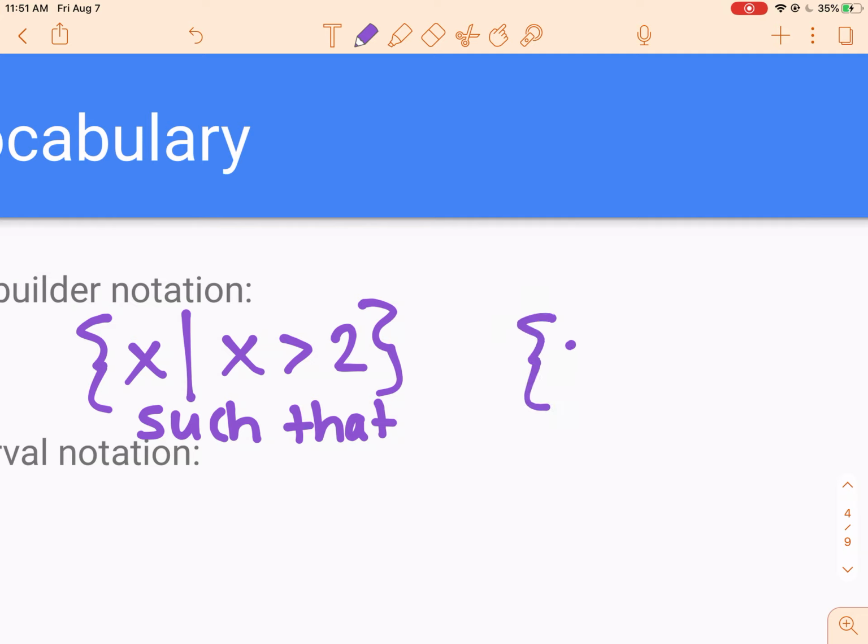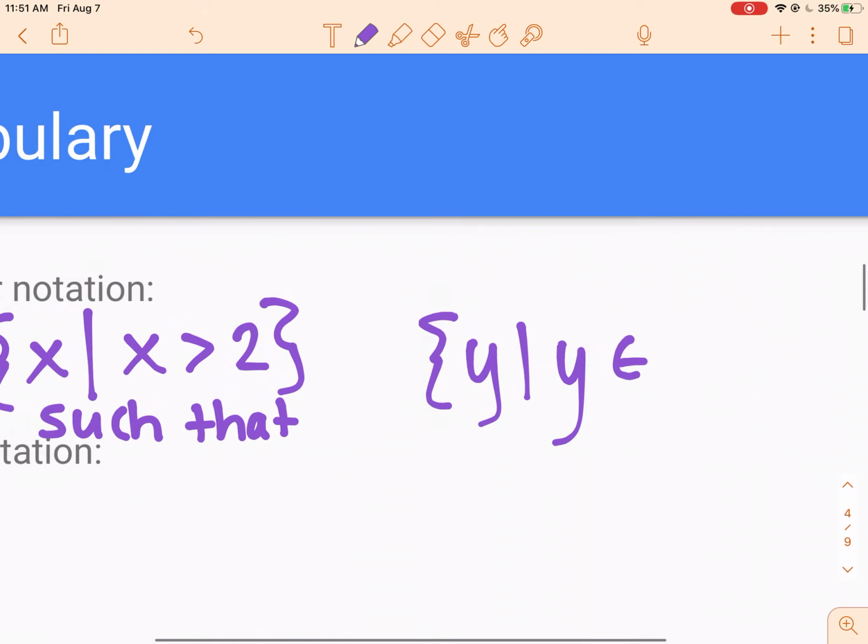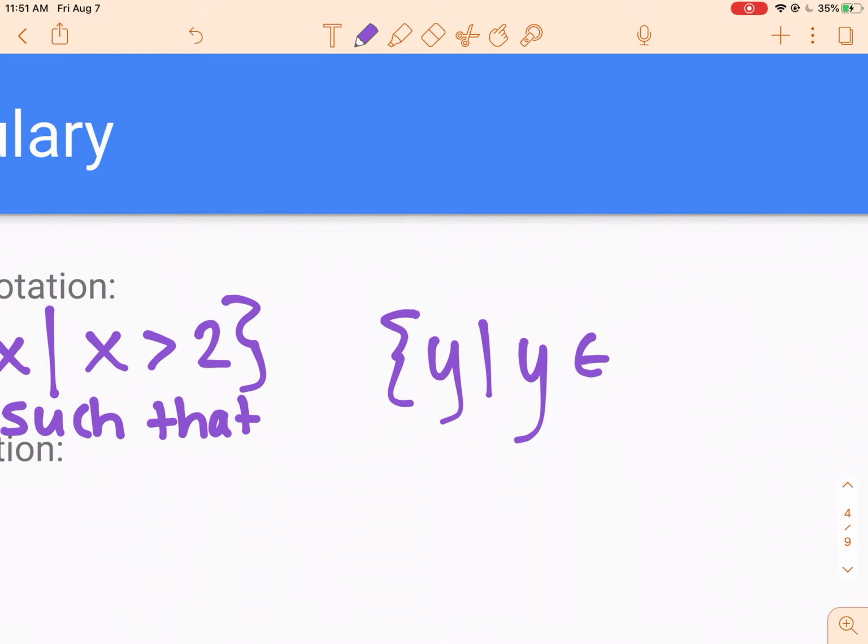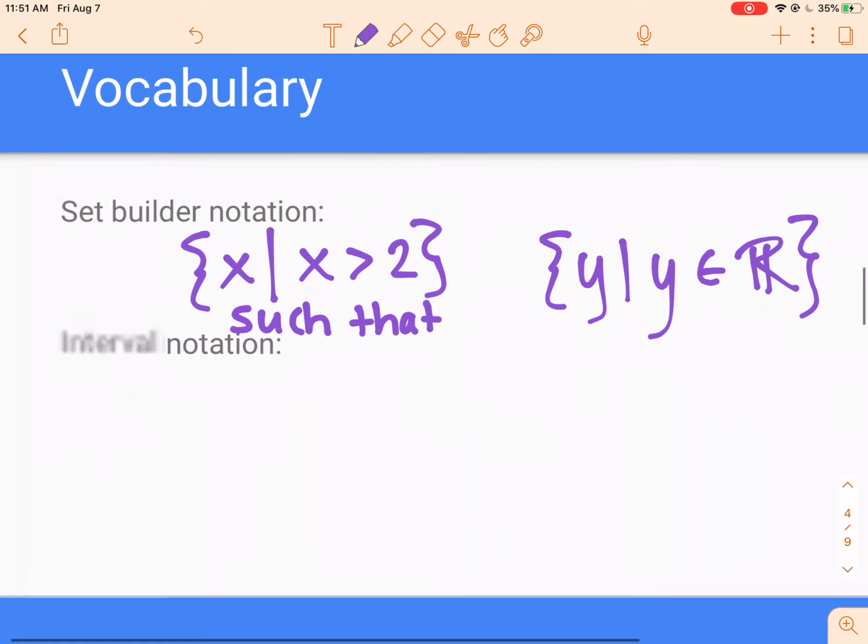Here's another example. Maybe I would say Y such that Y is, and this is a notation for element. It's a fancy looking little E. Element, meaning it's a member of a club, perhaps, maybe the real number set. So here we're saying that Y has to be a real number. It can't be an imaginary number. And that is what that notation means.